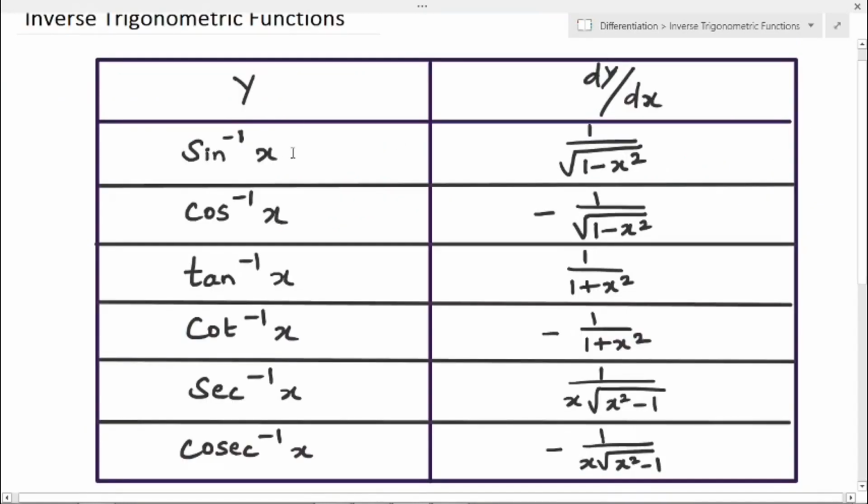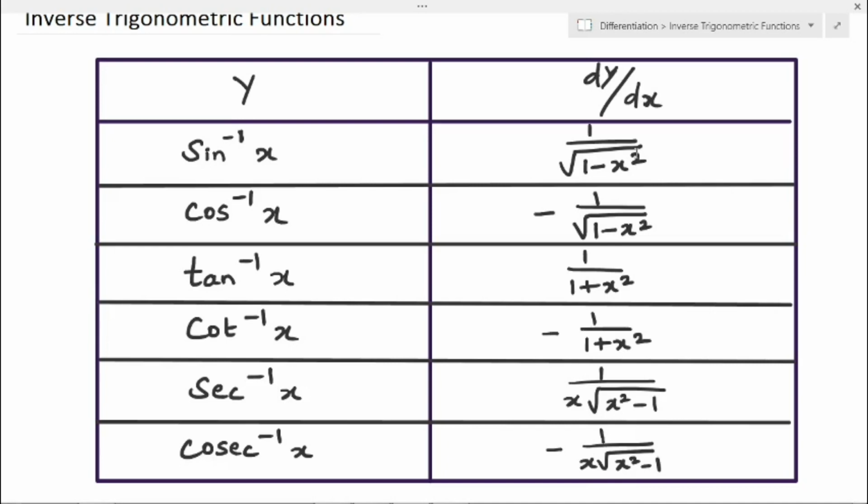So first, sine inverse of x. Sine inverse of x derivative is 1 divided by root of 1 minus x square. Second one is cos inverse of x. So the same formula with a minus sign. So minus 1 divided by root of 1 minus x square. So sine inverse of x and cos inverse of x have the same formula, but we have only the minus sign for cos inverse. Next, tan inverse of x. The derivative is 1 divided by 1 plus x square, and cot inverse of x is also the same formula with the minus sign. So minus 1 divided by 1 plus x square.